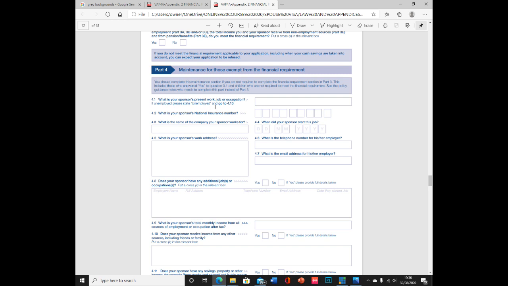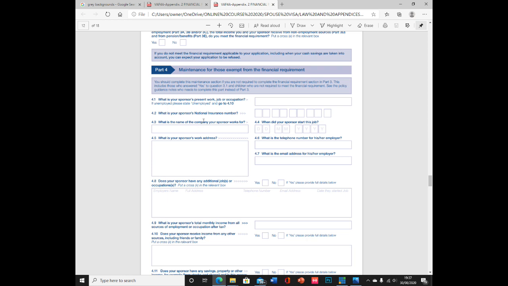So what's your sponsor's present work, job or occupation? If unemployed, please say unemployed. Here, if they are unemployed but receiving certain benefits which can cover £114, tell them so. If your sponsor is receiving less than £114 in carer's allowance or PIP or disability allowance, then you need to make sure that you receive £114 before you can submit your application, otherwise your application will be refused.